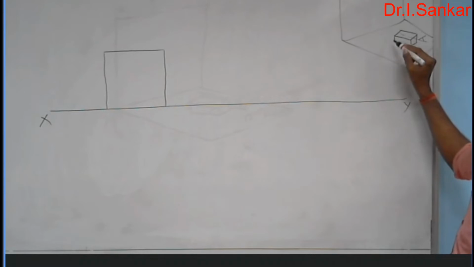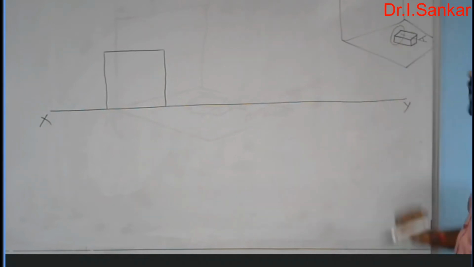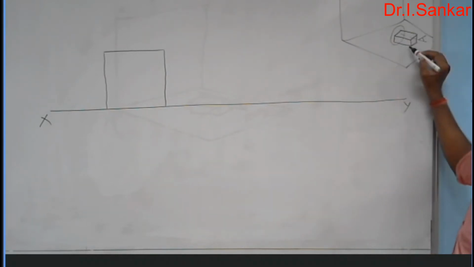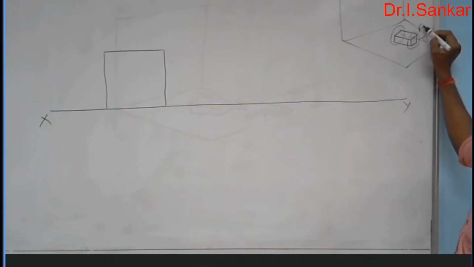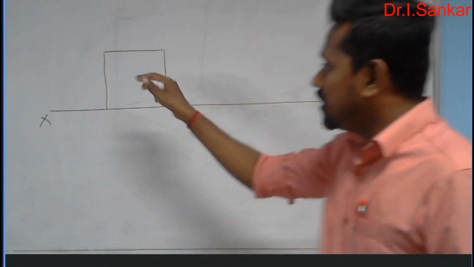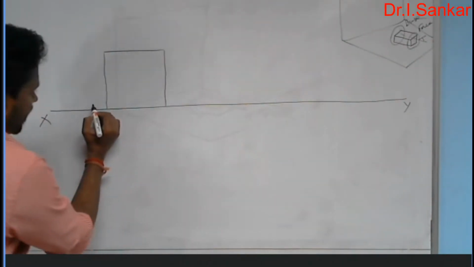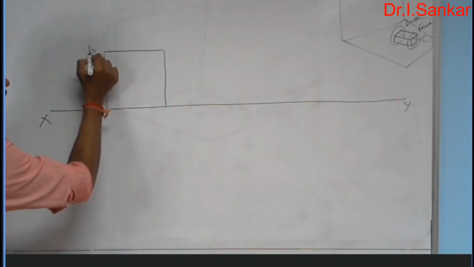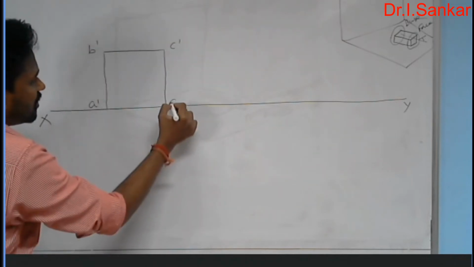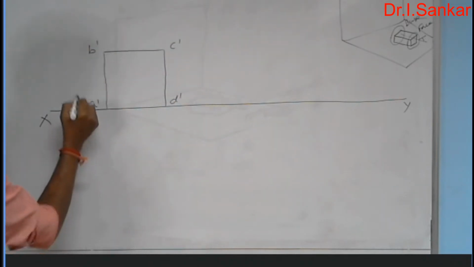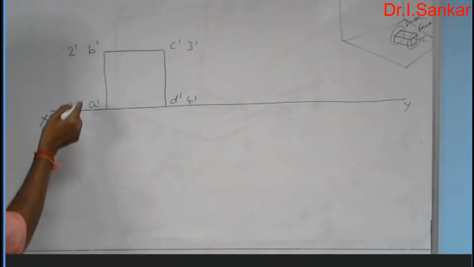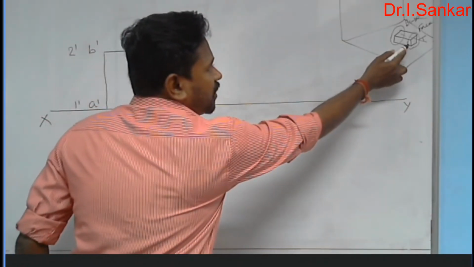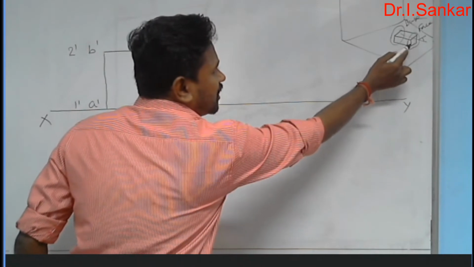So this is nothing but the axis parallel to HP and inclined to VP. Here the corners nearer to VP are base corners. The corners far away from VP are face corners. This is face, this is base. So in this way, now give the names. Here I can give A dash, B dash, C dash, D dash, again 1 dash, 2 dash, 3 dash, 4 dash. All the base corners stand behind the face corners.